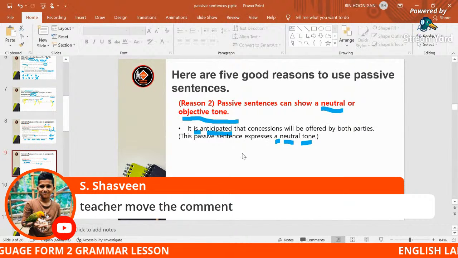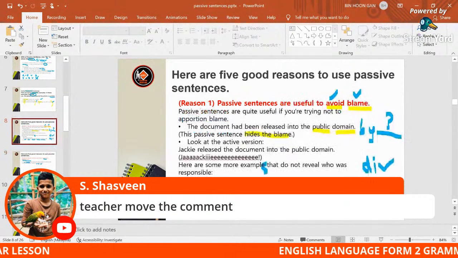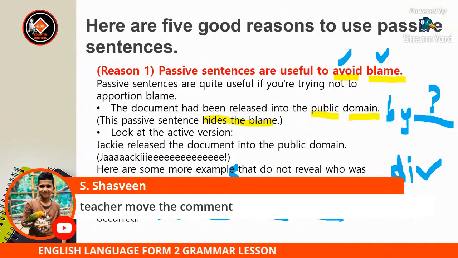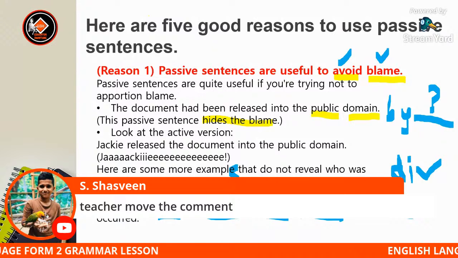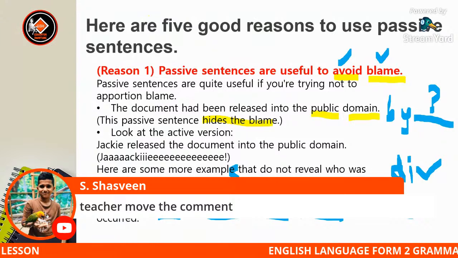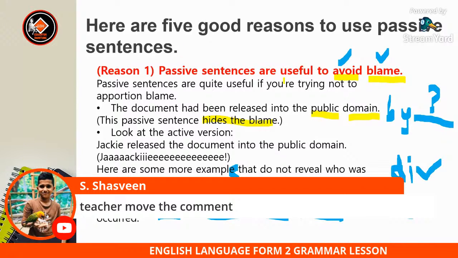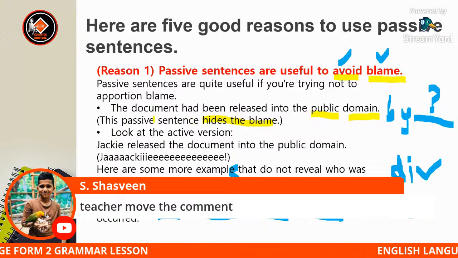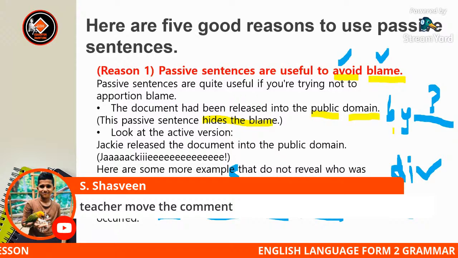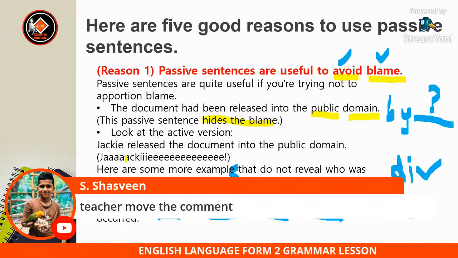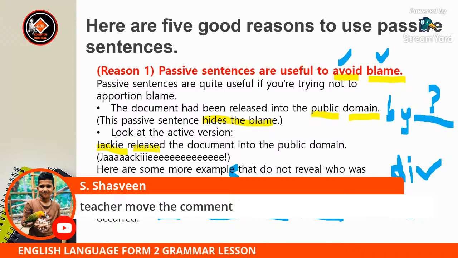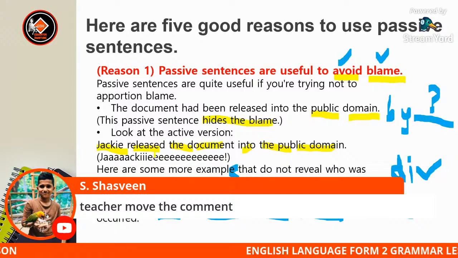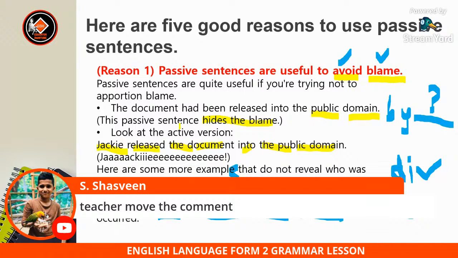Okay, let's look at the 5 reasons. I'm sure that you can see the first reason, the second reason, right? Okay, the first reason just now, I repeat. Here are 5 good reasons to use passive sentences. Reason number 1, they are useful because you can avoid the blame. So for example, the document had been released into the public domain. By whom is not mentioned. Okay, but look at the second sentence. Jackie released the document into the public domain. So when Jackie released it, Jackie is the person to be blamed. So you don't put the blame here.